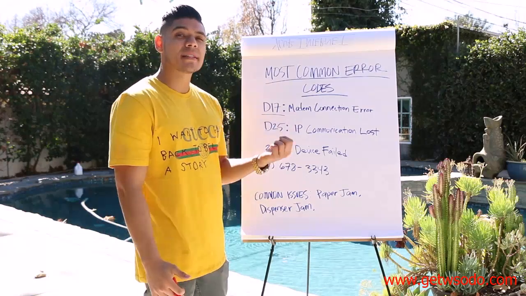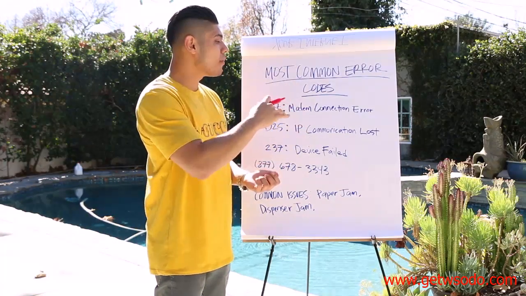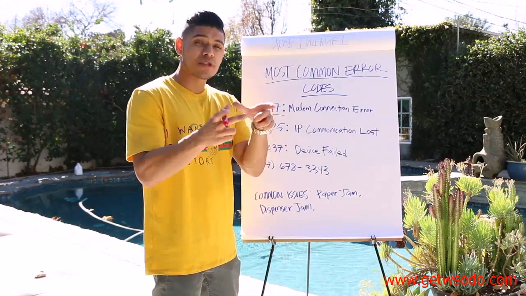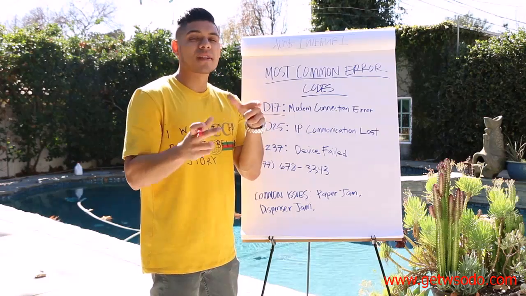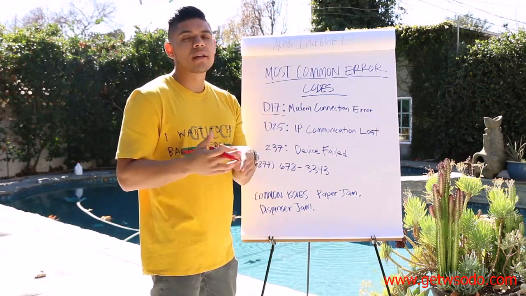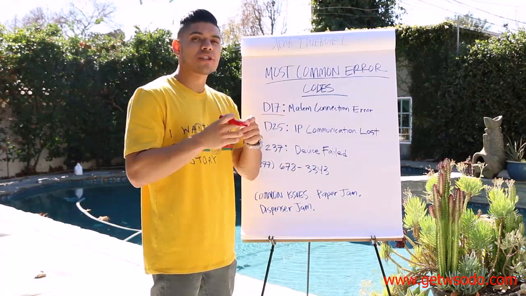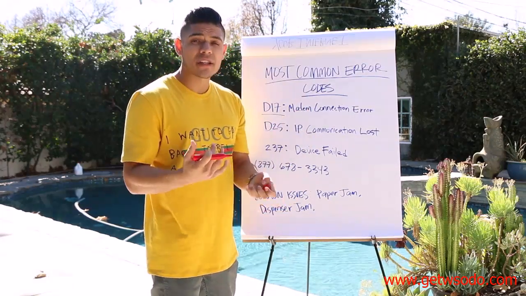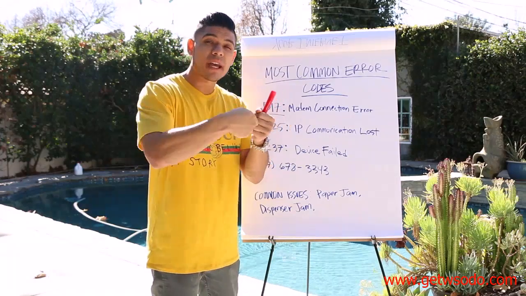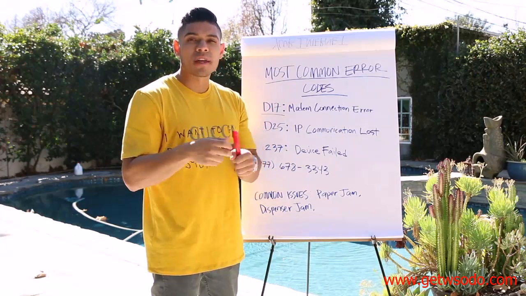Okay, what that basically means is that it's a modem connection error. So that basically means your router right there for some reason isn't connecting to the internet. So that's basically what D17 means. So basically you go there, check your router, check if it actually has an internet connection. If it doesn't, check the Ethernet cable connection, see if there's anything wrong with it.